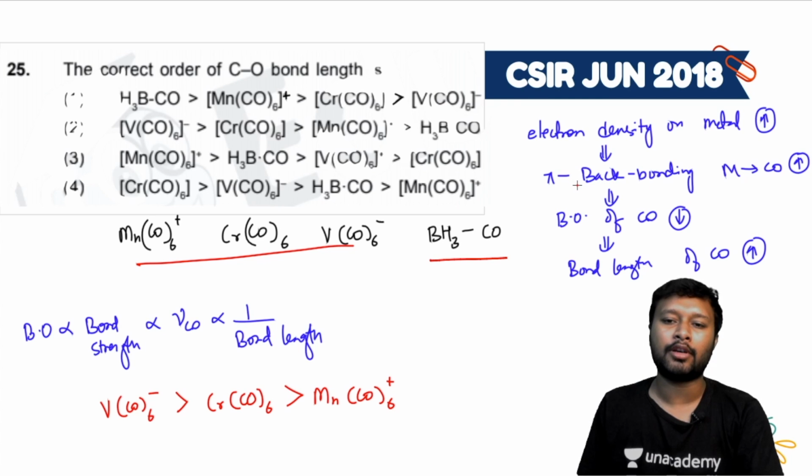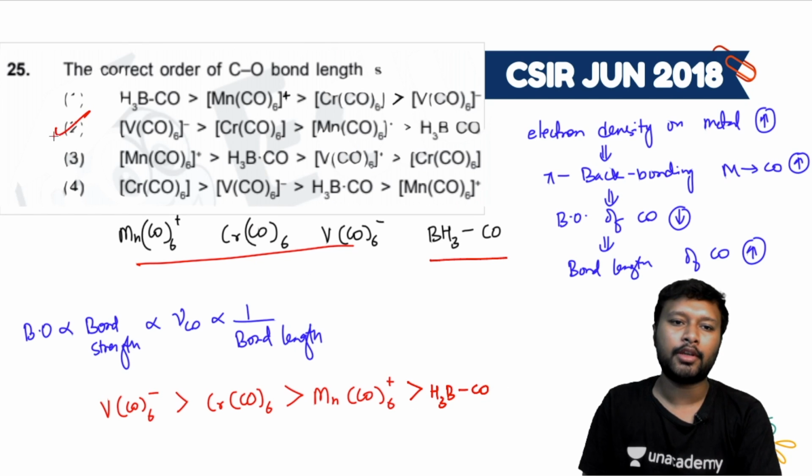Okay, understood? I'm just explaining it once again. BH3, so back bonding is least in this case, you can just make this arrow downwards, least, bond order is highest, because you have to just change everything, least, so it becomes highest, and the bond length will become least. So if I am writing the bond length order, this is how it goes. So this is the least one, H3B and CO. So your option number 2 is actually your correct option for this question.